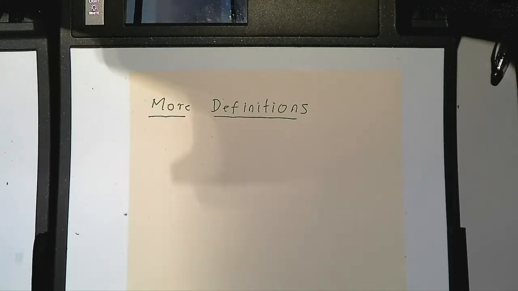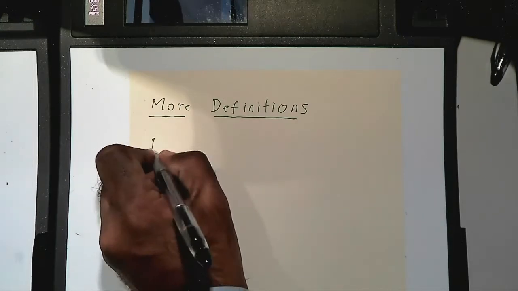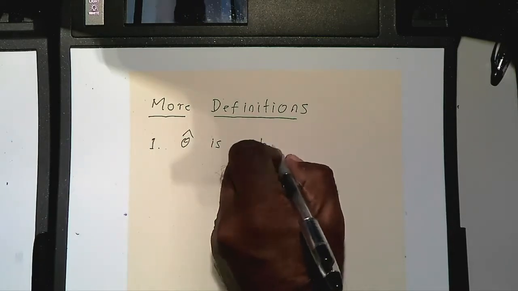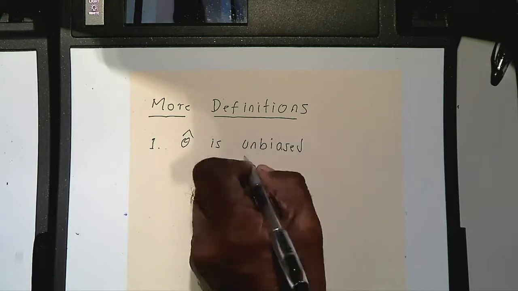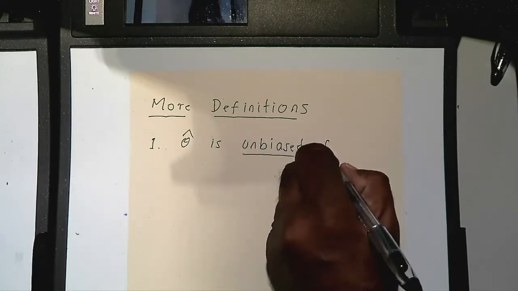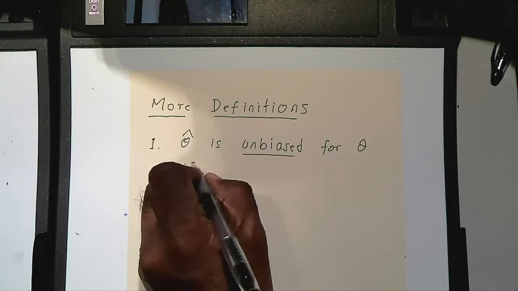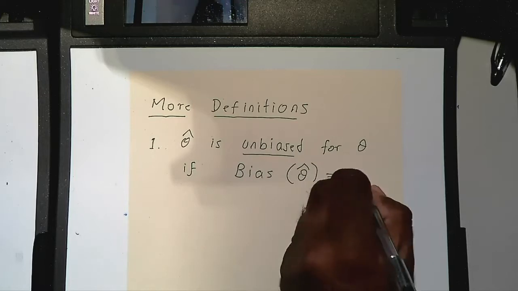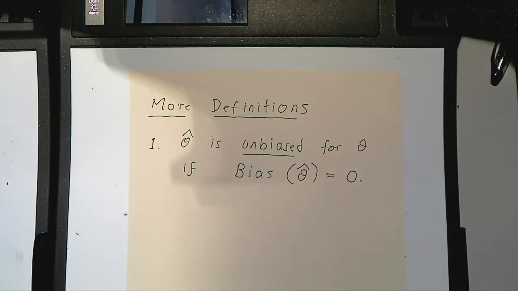More definitions. So far I have given you two definitions, bias and MSE. The next definition: an estimator is said to be unbiased if the bias is equal to 0. That's a good thing. If the bias is 0, that's a very good property of an estimator.